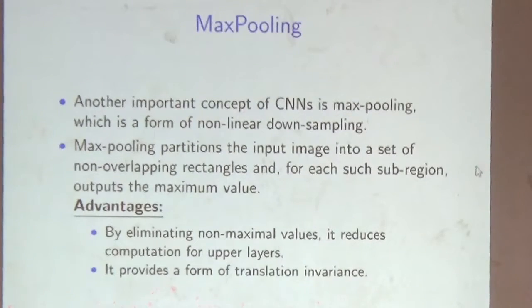Then you come to the second layer, the higher layer. From the lower layer, I will do max pooling. What it does is eliminate non-maximal values and reduce computations for the higher layers. The higher layers will not do more computations, but the amount of computation will be reduced. This is also what is happening in the human brain. And it provides a form of translation invariance. It provides invariance to resolution.